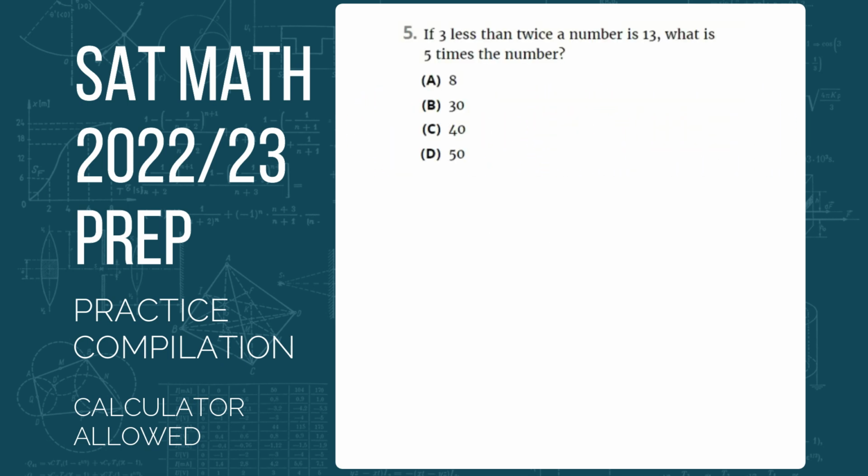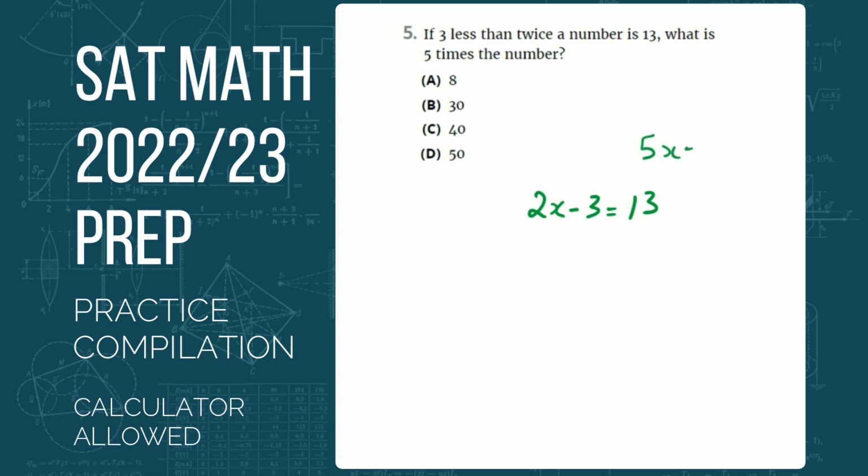If 3 less than twice a number is 13, what is 5 times the number? So let's just write that down. 3 less than twice the number is 13. So that's basically twice the number is 2x. 3 less than that, which is minus 3, is equal to 13. What is 5 times the number?